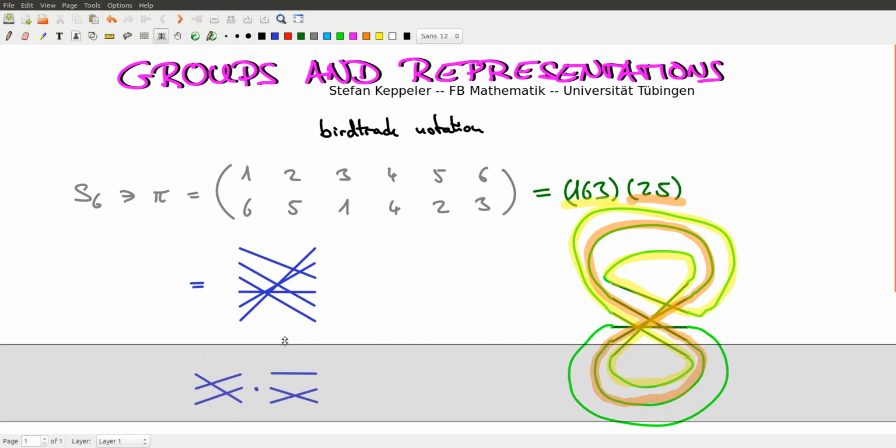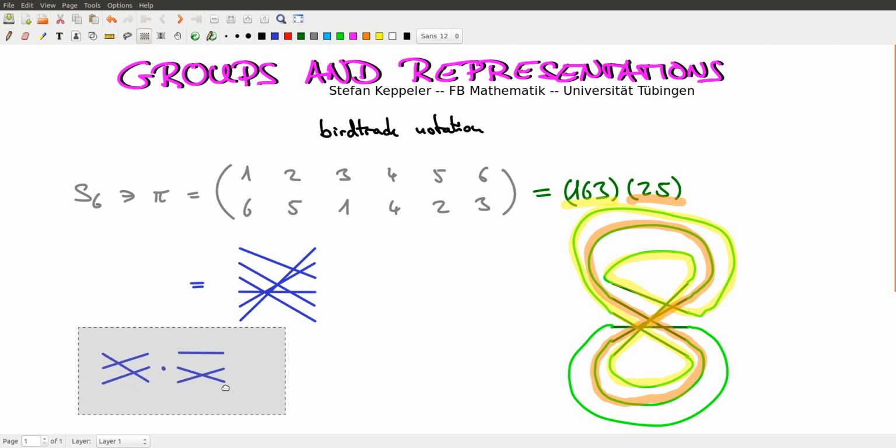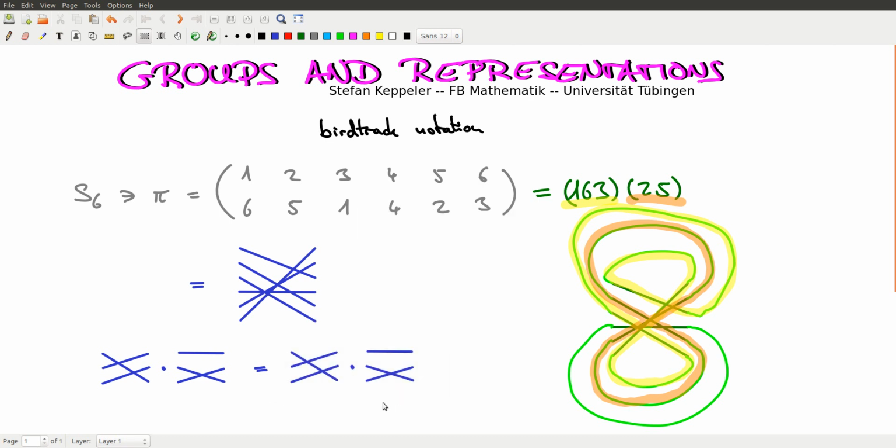Now, how do we do calculations with this birdtrack notation? Let's say if we want to multiply these 2 birdtrack diagrams here, what would we do? We draw them again and attach them to each other. So we just join the lines here in the middle.